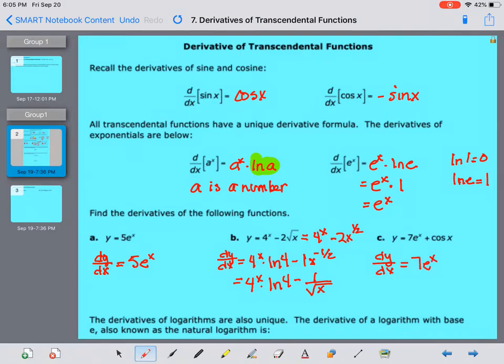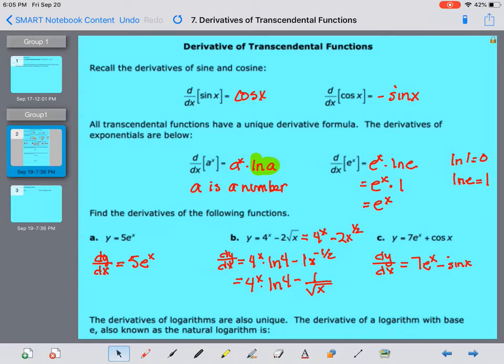And then, of course, the derivative of cosine gives us negative sine of x. And we're done. We can move on. So these are really simple derivatives. It's all about knowing what the derivative is, not being able to find it, very much like the power rule. It's just knowing it. Okay.